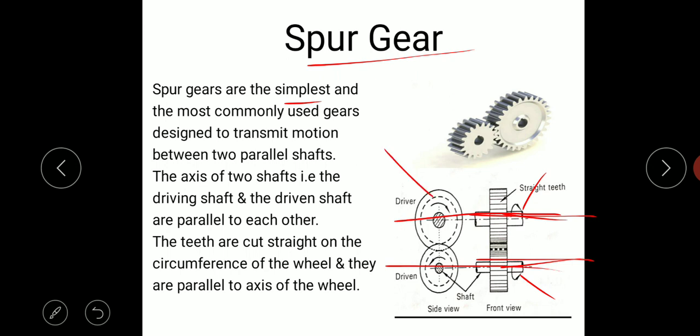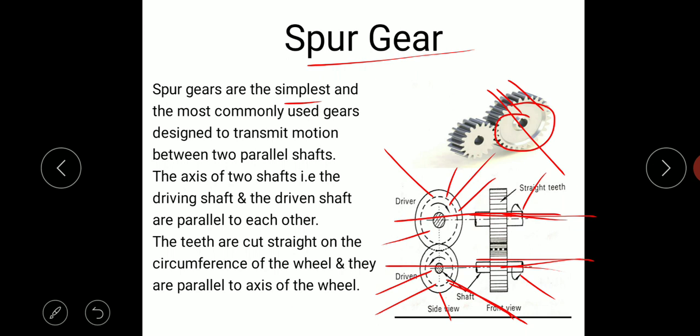And here you can see this is the driver gear and this is the driven gear. This gear is going to drive this gear. Under that condition this is called the driver gear and this is called the driven gear. In this spur gear, the teeth are cut straight along the circumference of the wheel and they are parallel to the axis of the gear or the axis of the shaft.